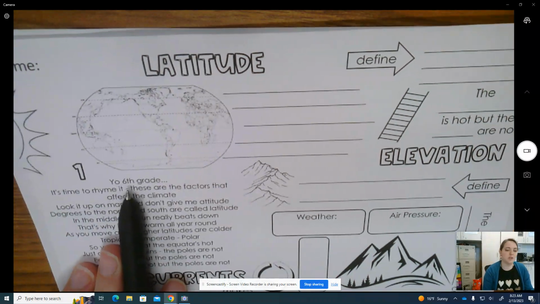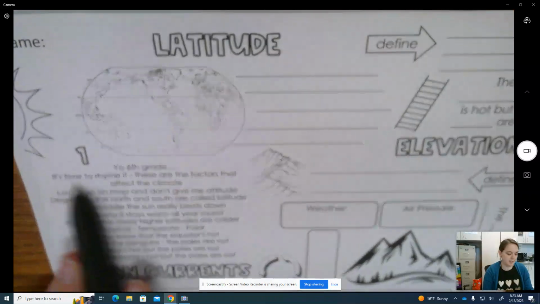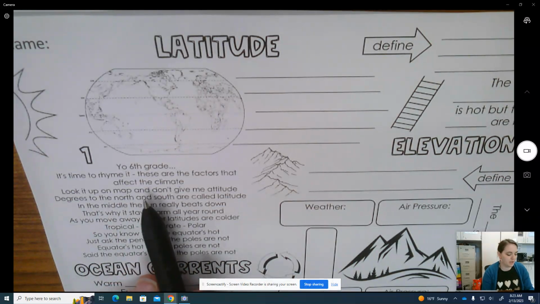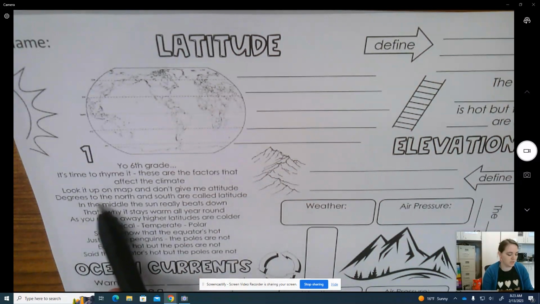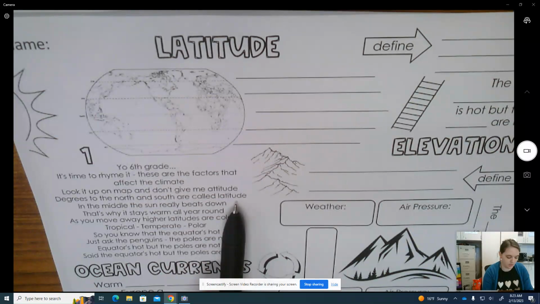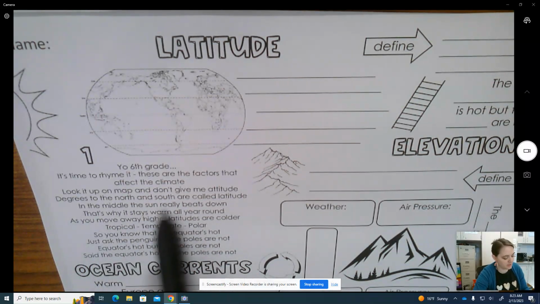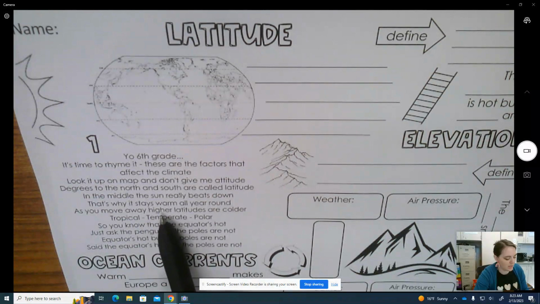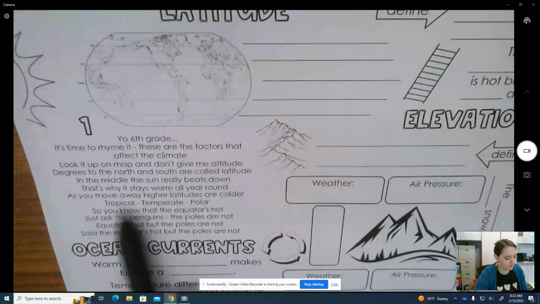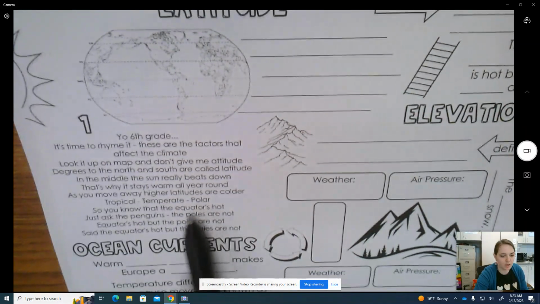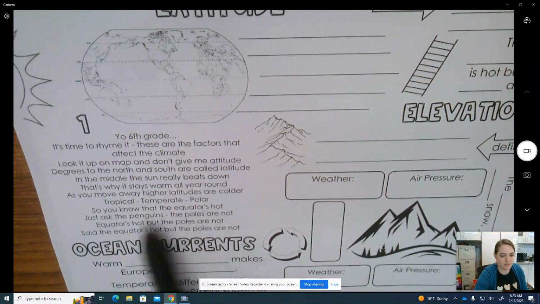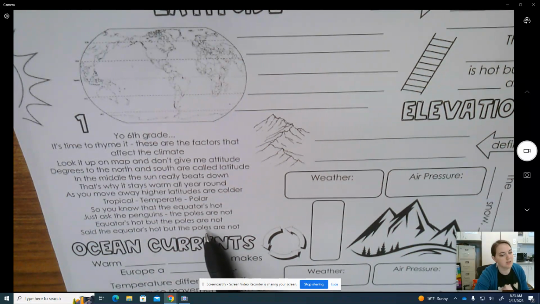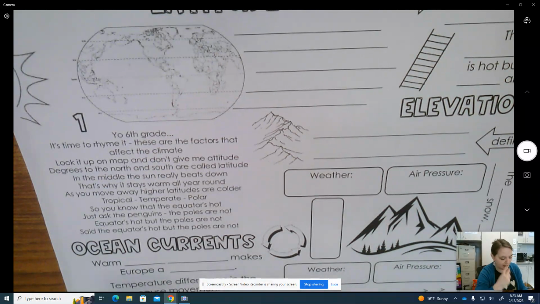Yo, 6th grade. It's time to rhyme it. These are the factors that affect the climate. Look it up on a map and don't give me attitude. Degrees to the north and south are called latitude. In the middle, the sun really beats down. That's why it stays warm all year round. As you move away, higher latitudes are colder, tropical, temperate, and polar. So you know that the equator's hot. Just ask the penguins. The poles are not. Equator's hot, but the poles are not.